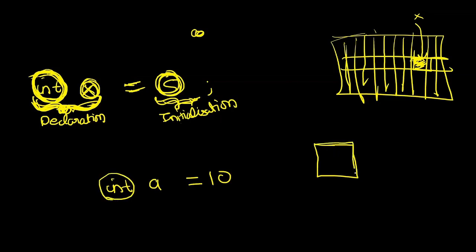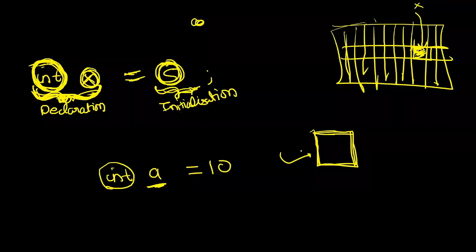I say, can you please reserve the space sufficient to hold an integer? So the compiler will reserve space for you that is sufficient to hold an integer. And then it will label the space as A. So A will be pointing to this particular space.